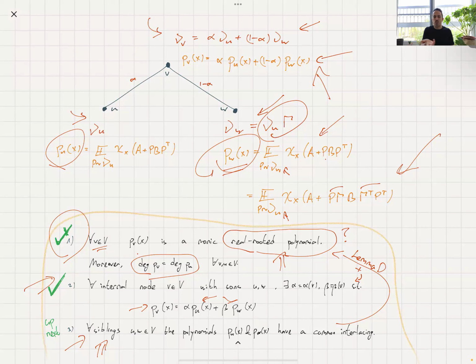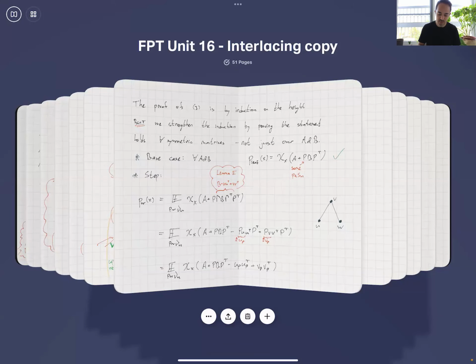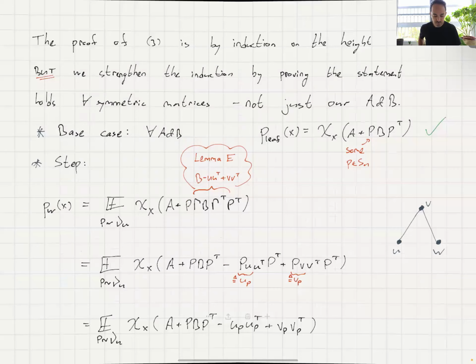Of course, it's what you anyhow prove, because you prove it for every A and B. But I want to use the fact that I'm proving it for every A and B in the induction, because as you will see, one of the matrices B will change. So you will need to know that the theorem holds for any A and B, not just for the A and B that you have. It's a subtlety, but I think it's worth pointing it out.